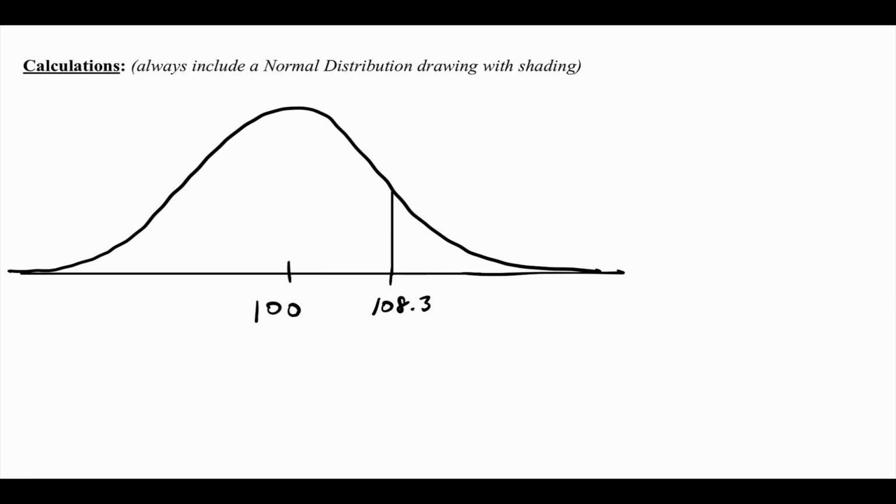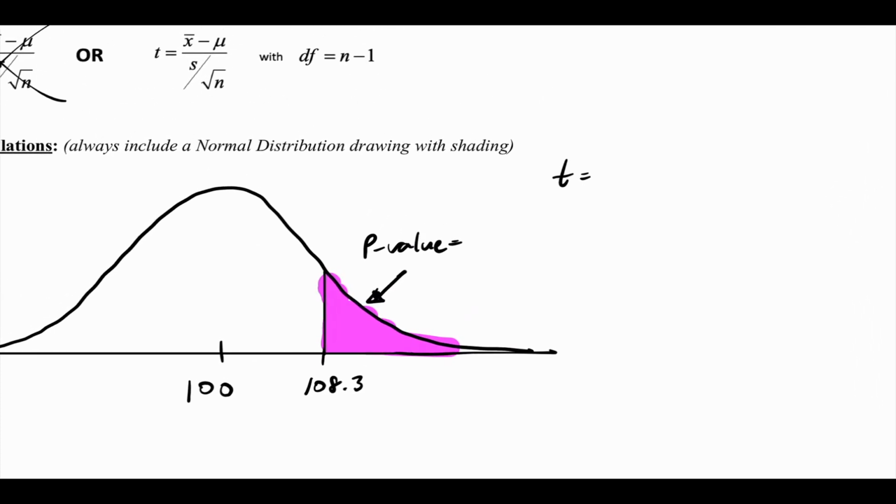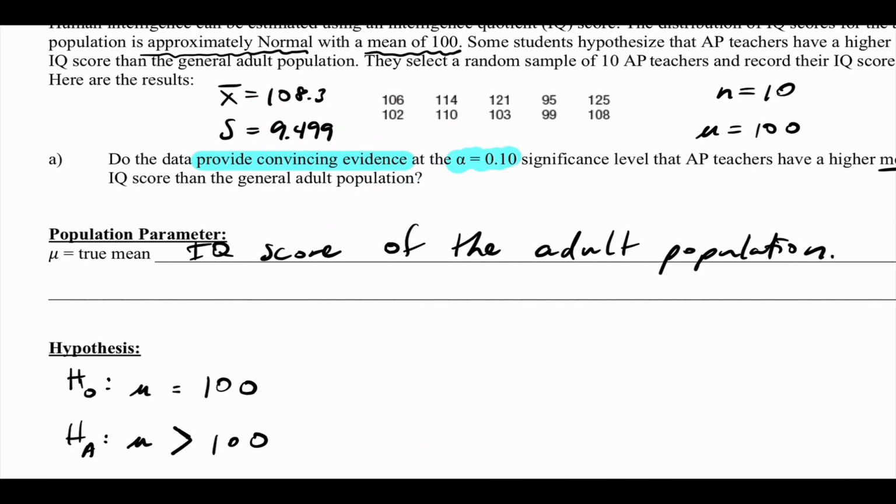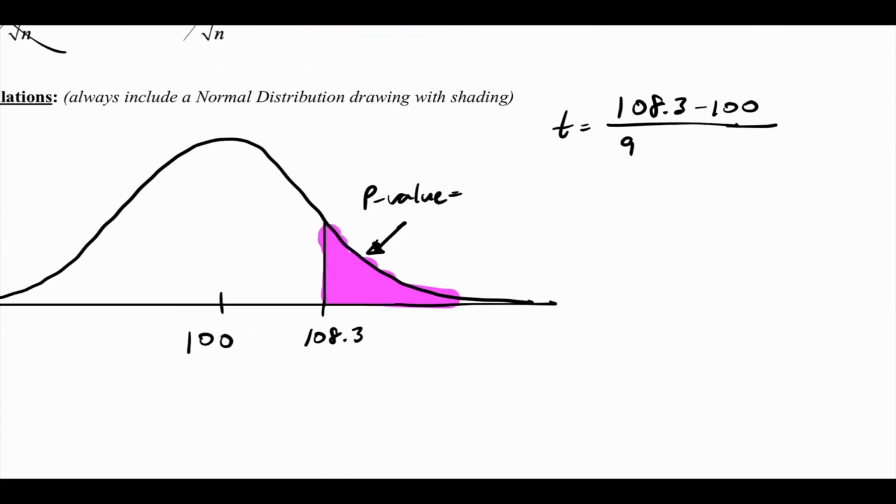Which way do I shade? Less than or greater than? Greater than, because that's the way I said in the hypothesis. That's going to be my p-value. Okay, so here we go. T equals 108.3 minus 100 over the standard deviation, which was 9.499, divided by the square root of 10. So you can crunch those numbers just like you've always done.